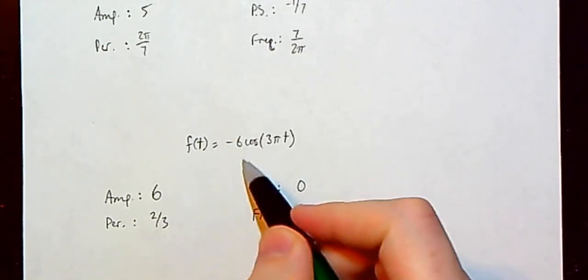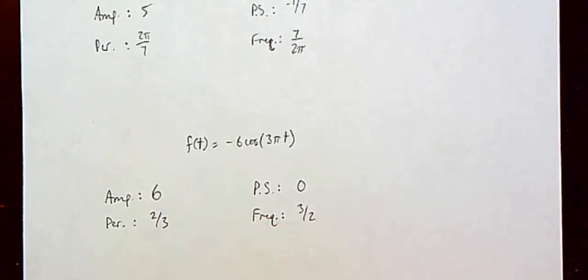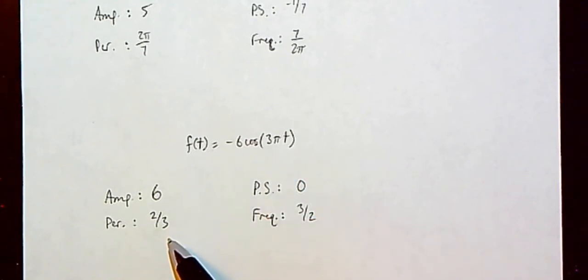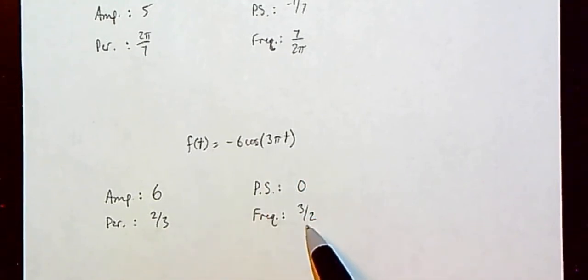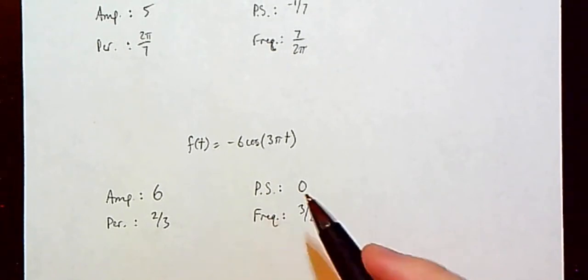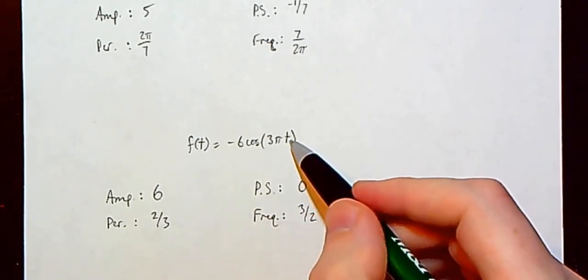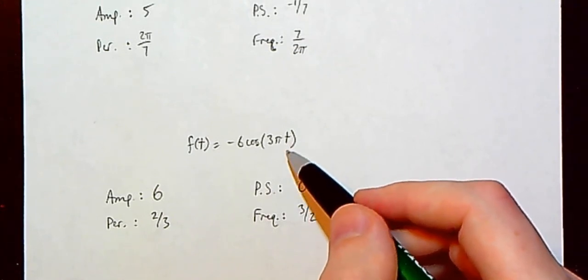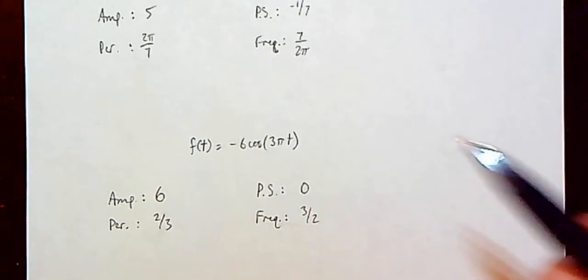Absolute value of the -6 in front gives you your +6 for the amplitude. Period, 2 pi over 3 pi, or 2/3. Flip that and you get your frequency of 3/2. And then our phase shift is 0 because we're not adding or subtracting any constant onto the end here. So it's just 0 over 3 pi, and that gives us 0.